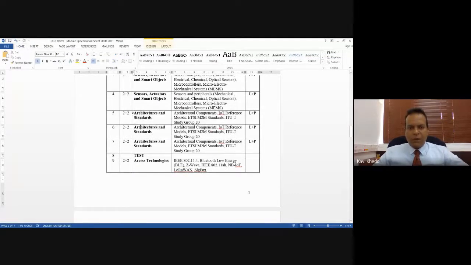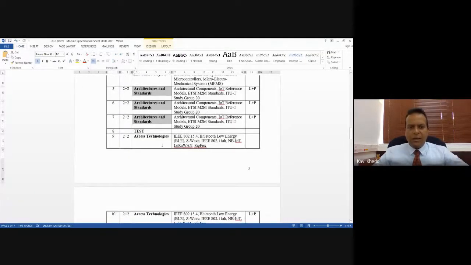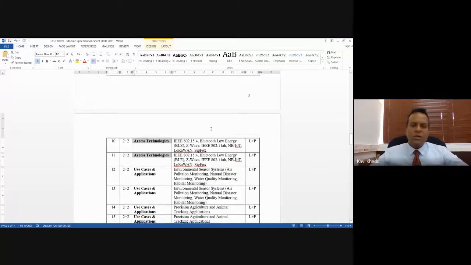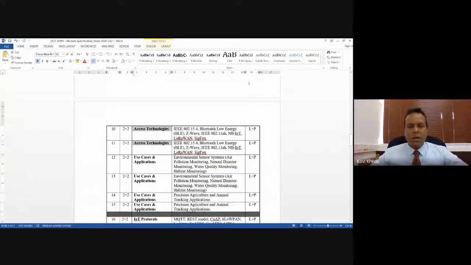Some 3 weeks, because we have a number of those architectures and standards. Then we'll plan a test. Then eventually at the end, we will be going to discuss access technologies. These are the protocols we use for communicating the data. Short distance communication and long distance communication will be discussed.